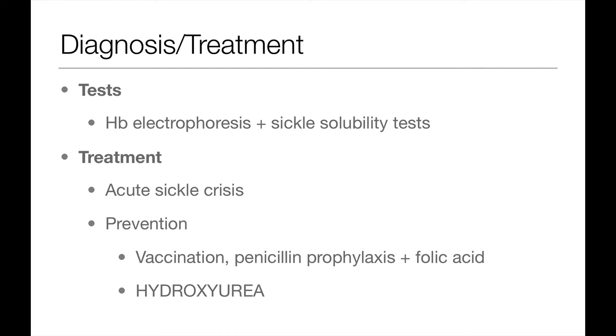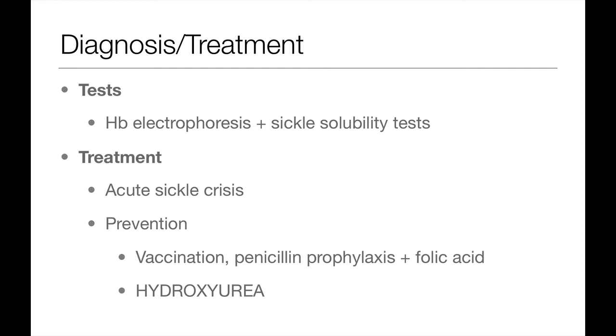In terms of treatment, it depends upon which exact clinical presentation the patient has, but in an acute sickle crisis, you're trying to address those precipitants that I mentioned earlier. So you're trying to keep the patient warm, you're trying to give fluids to prevent dehydration, and you're treating any infection that might be there, perhaps with antibiotics.